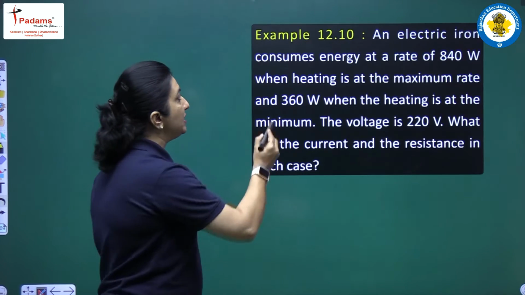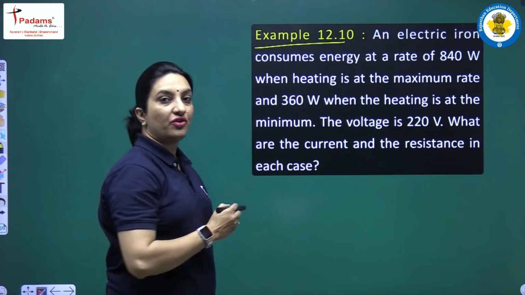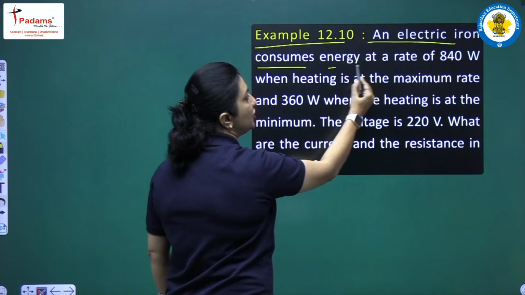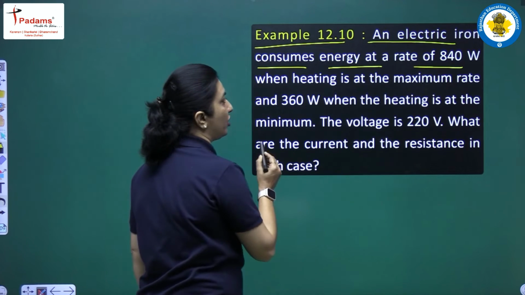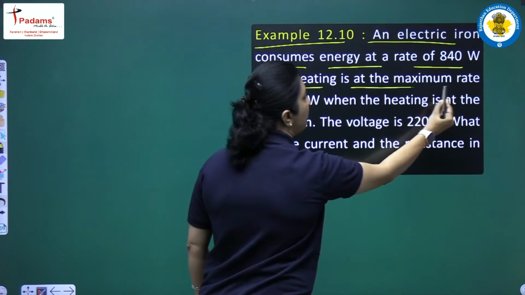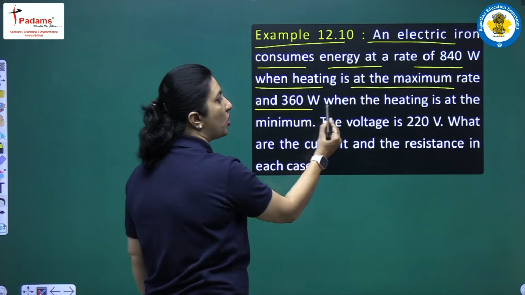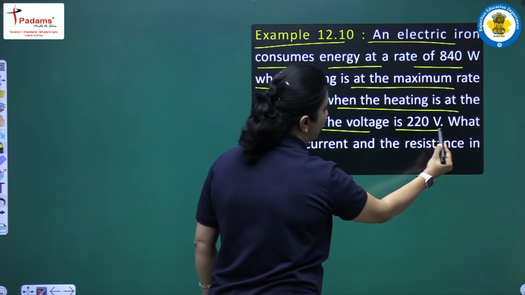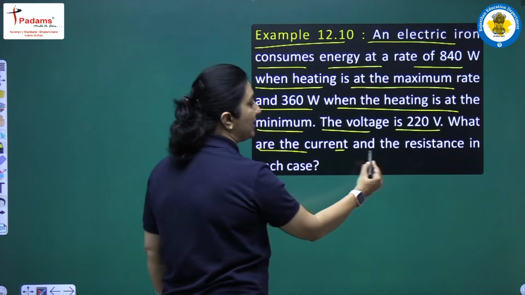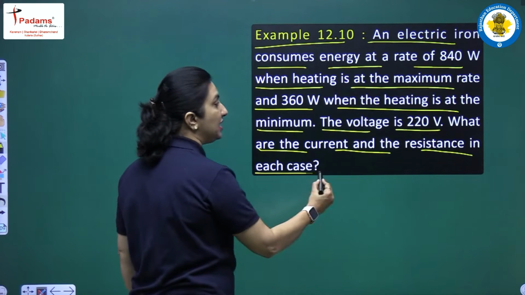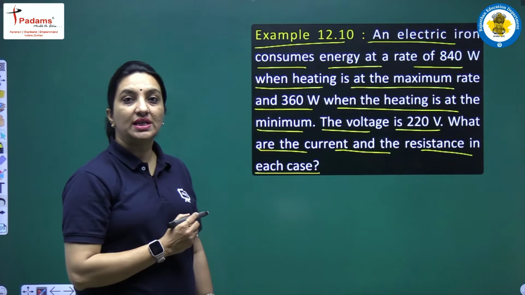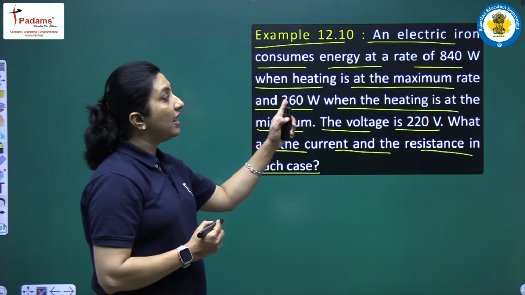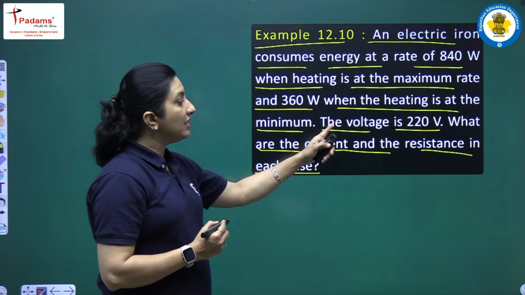Example 12.10, which is given in your textbook. An electric iron consumes energy at a rate of 840 watts when heating is at the maximum rate and 360 watts when the heating is at the minimum. The voltage is 220 volts. What are the current and the resistance in each case? Now students, here we are given the powers consumed and we are given the voltage.